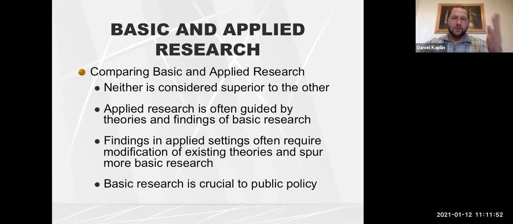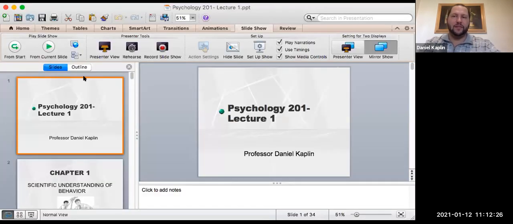So, moral of the story is neither basic nor applied research is superior to the other. Oftentimes, applied research is guided by basic research, and oftentimes, applied research drives more basic research. And it just goes in a circle. Remember, science, there are a lot of circles. It's a self-refining system. Basic leads to applied. Applied leads to basic. Basic leads to applied again. Applied leads to basic again. And it goes round and round. So they're equally important. And that, my friends, is our lecture.